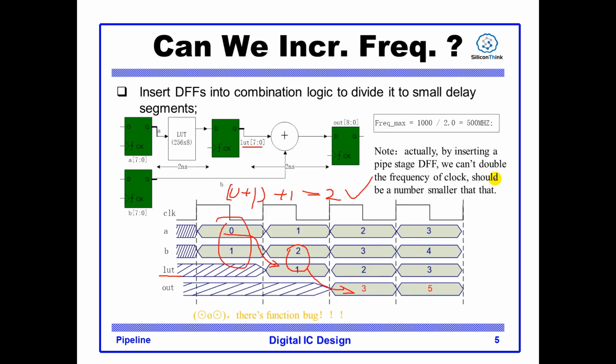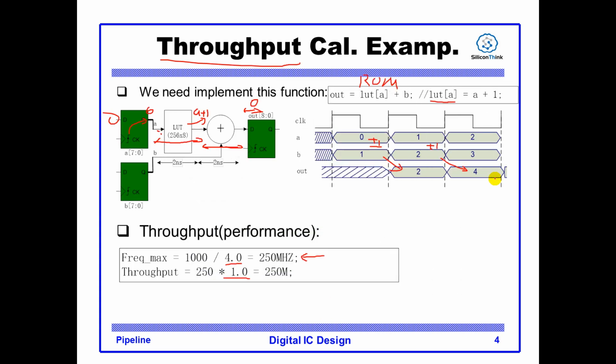Yes, this is the initial circuit. The throughput is 250.